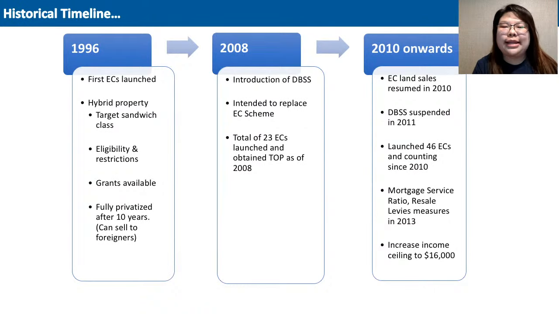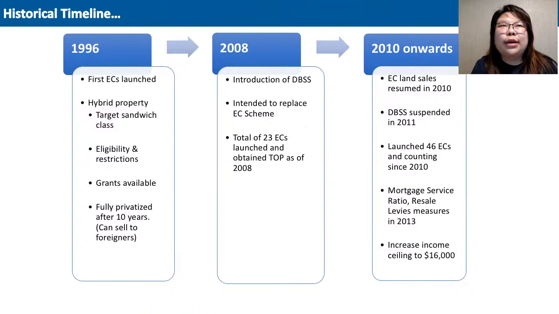So it was from 12k and then 14k and then 16k. I think this really makes sense because it is also in line with the HDB BTO prices, whereby they also increase the ceiling for HDB. So eventually it will also sort of trickle down to the ECs as well.